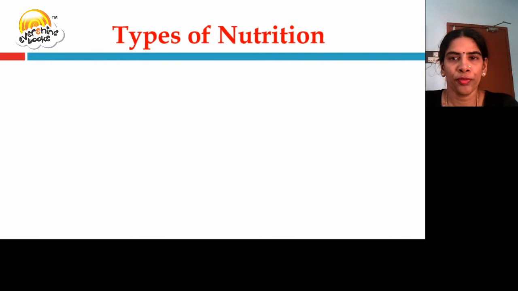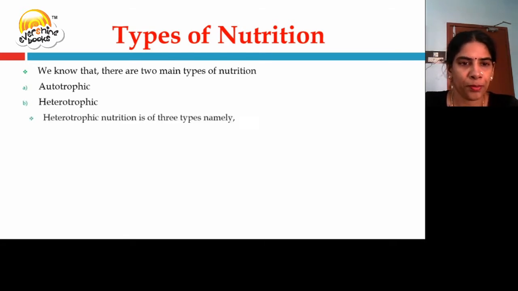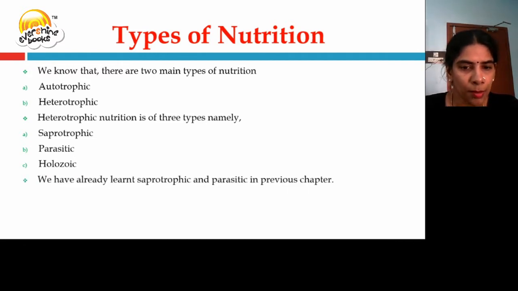What are the different types of nutrition? We know that there are two types of nutrition. They are autotrophic and heterotrophic. Heterotrophic is of three types, namely saprotrophic, parasitic and holozoic. We have already learnt about saprotrophic and parasitic in the previous chapter on plants. Now we shall discuss Holozoic nutrition.